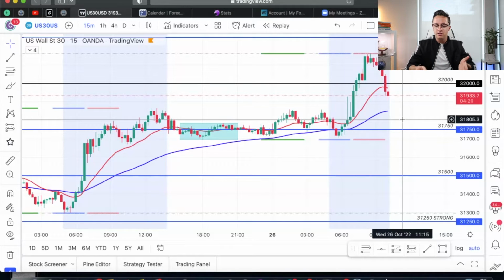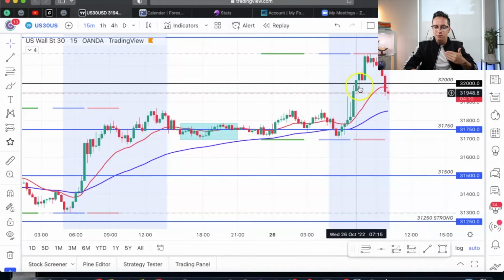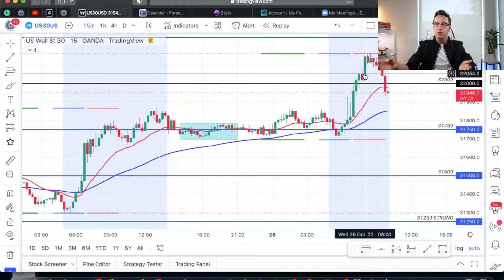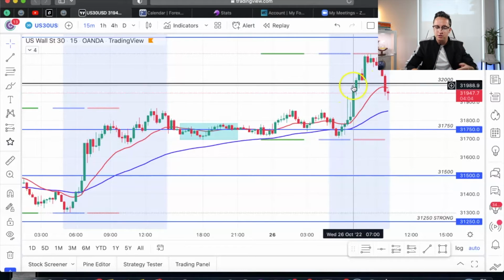The best time to be trading US30 is right at 6:30 a.m. That's when all the liquidity, aka money, is being flushed in or out of the market. So when we're seeing the market push up like this, that means that a bunch of liquidity is being inserted into the market, and that's why it's being pushed up.